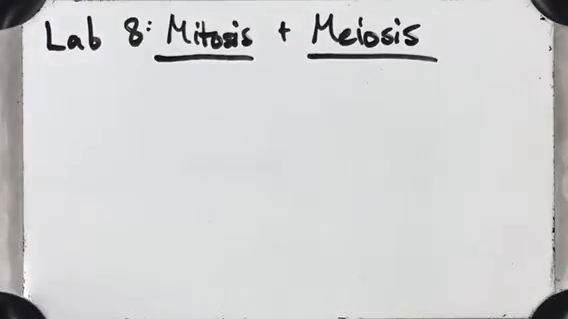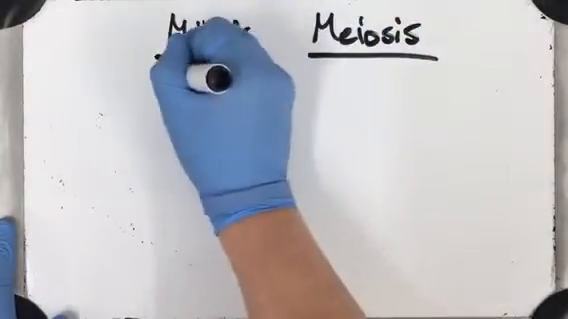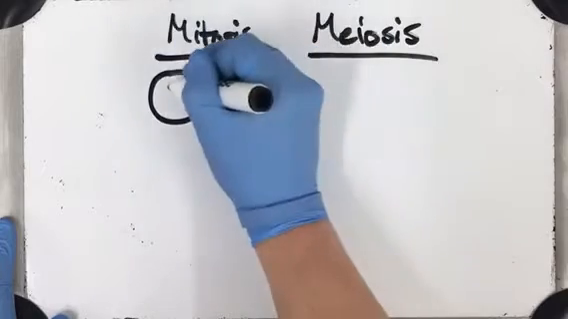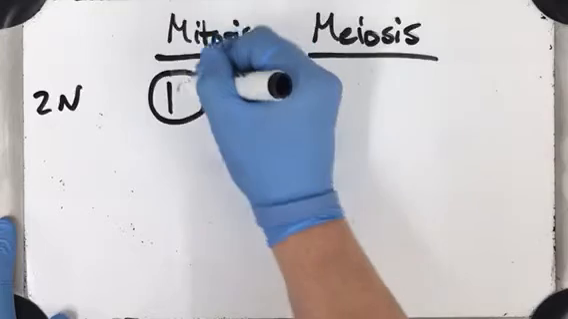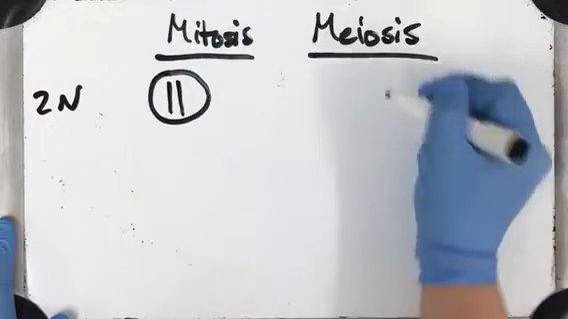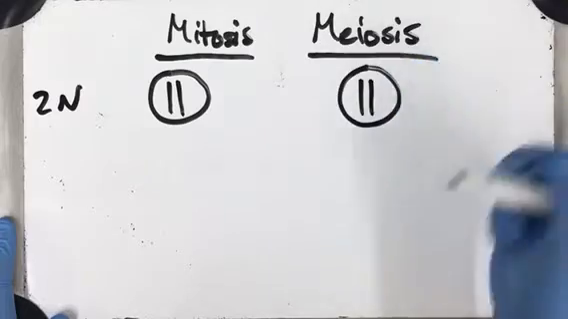Okay, so for this video, I'm going to try and go over mitosis and meiosis, and let's just get right away started into some of the differences here. Each cell is going to start with just regular amounts of chromosomes, so 2N, and that means a maternal and a paternal chromosome. Remember, because you have a pair, one from mom, one from dad.